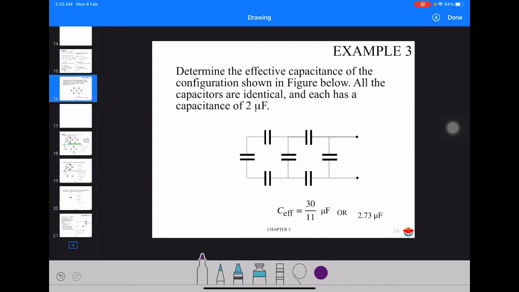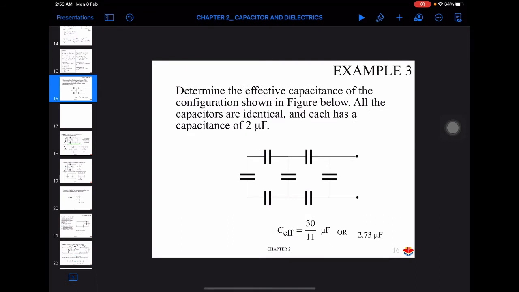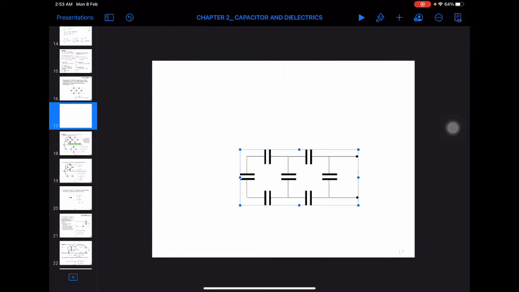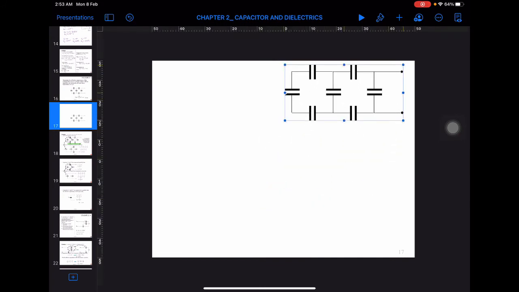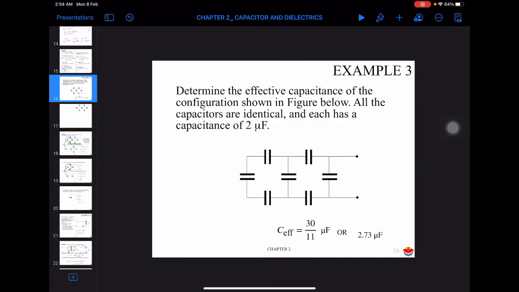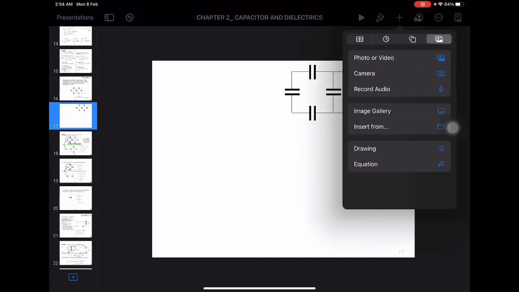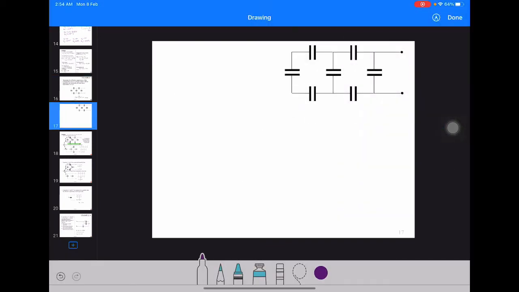So can I copy this one? Okay, I couldn't copy this one. I'll copy that one to the next page. So it's stated here that each one of the capacitances is 2 microfarad. So 2 microfarad. Okay, you can imagine if you want to redraw, maybe you can take one end and then go through one by one.